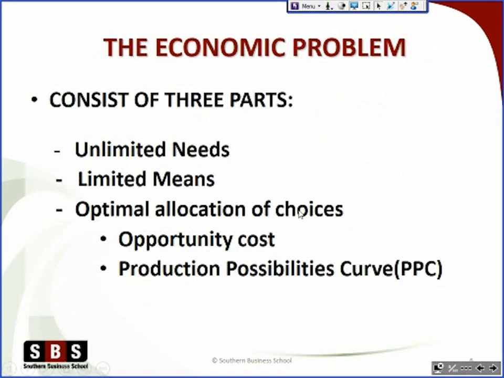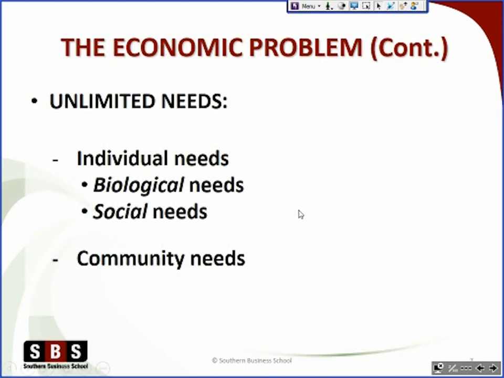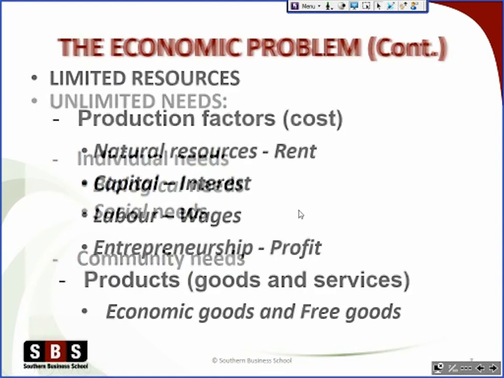All right, the economic problem, I think you people have worked through the semester. That is the basic problem. It consists of the three parts. It's needs, it's means, and then it's the choices by consumers and also by the producers. There's some more needs, individual needs, community needs. This is actually self-explaining, so I'm not going to go through that.